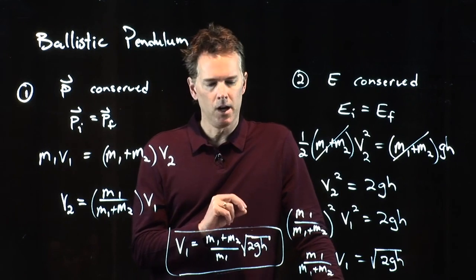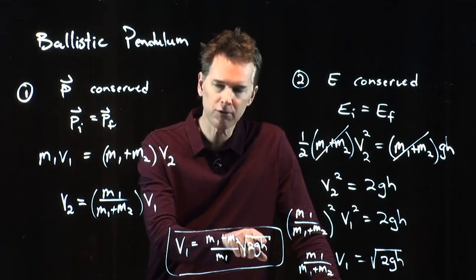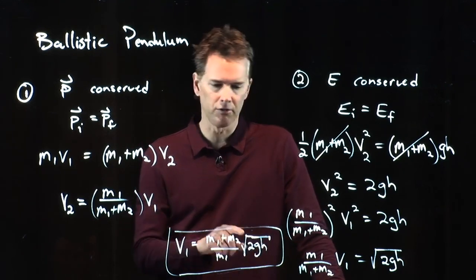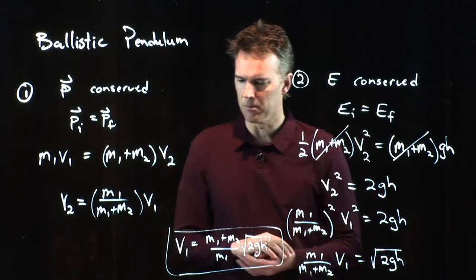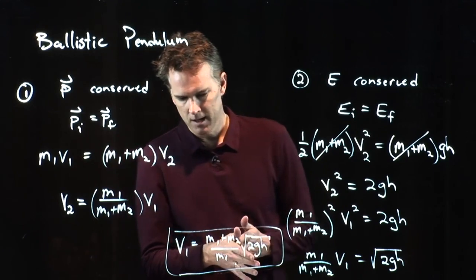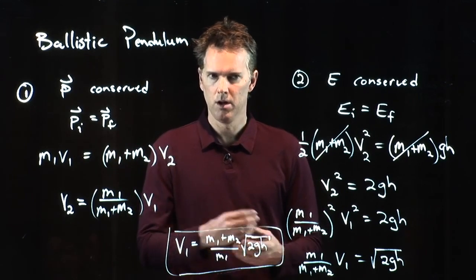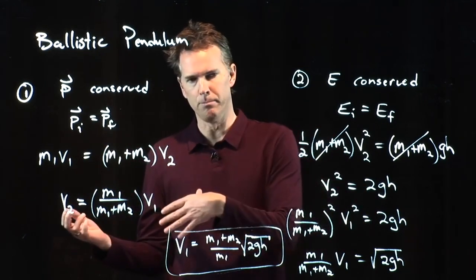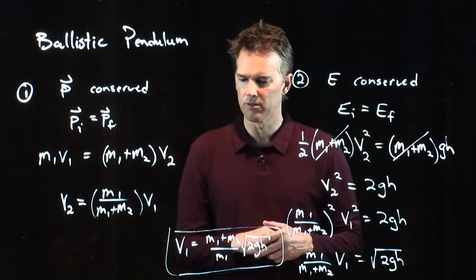It also makes sense that if the block swings up really high, then the bullet must have been going faster. So as h goes up, v1 goes up. That seems to make sense as well. You can also look at the limits of m1 and m2, the case of a really light bullet versus a heavy block, or a heavy bullet versus a light block, and all of those limits should make sense as well.